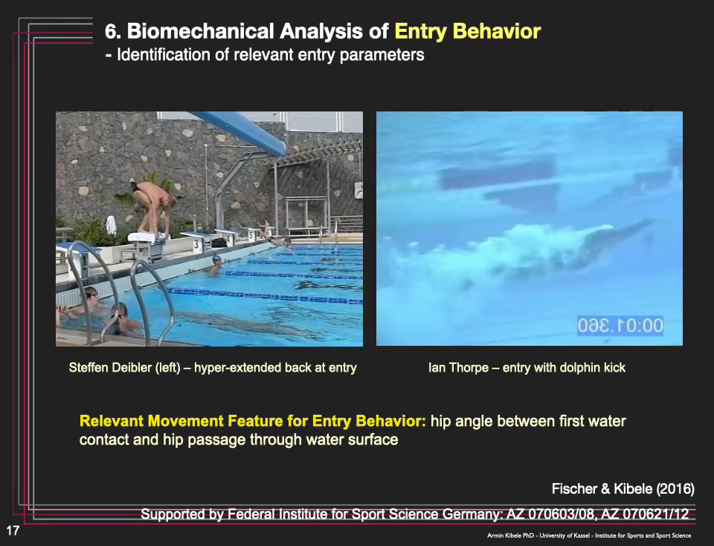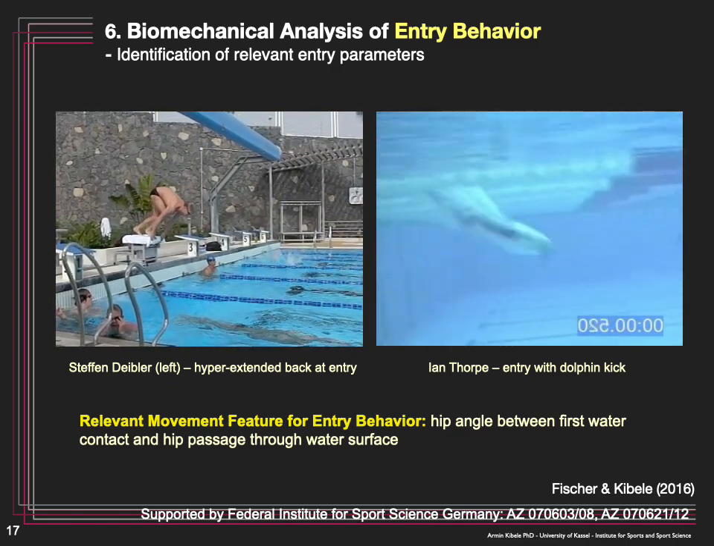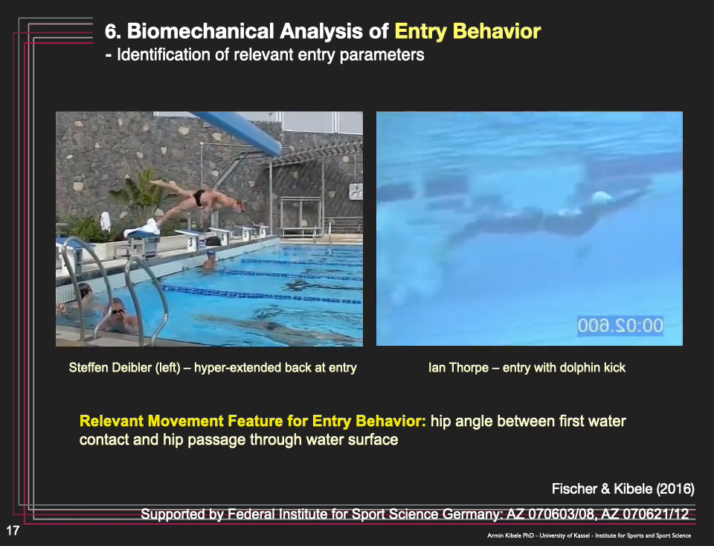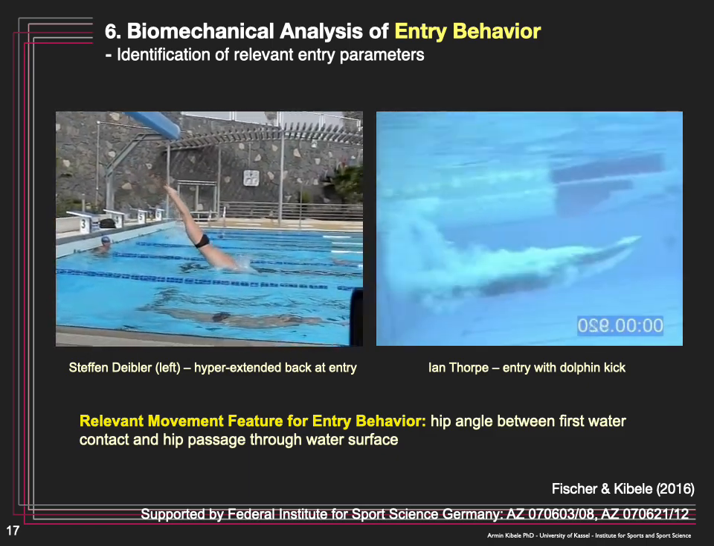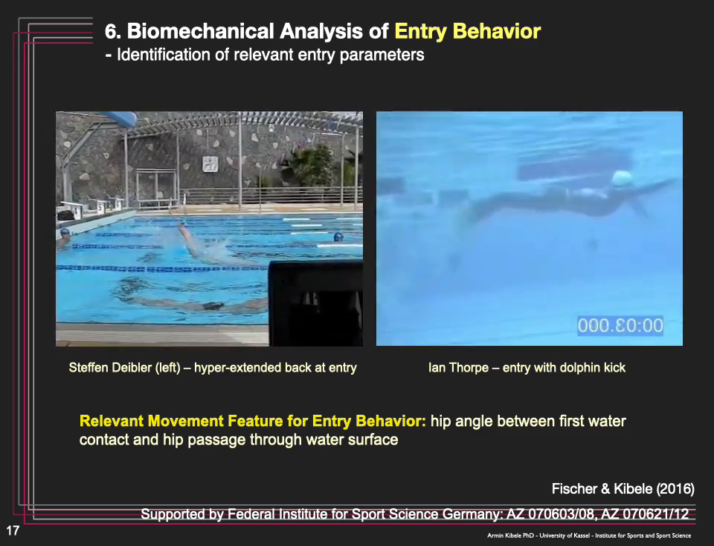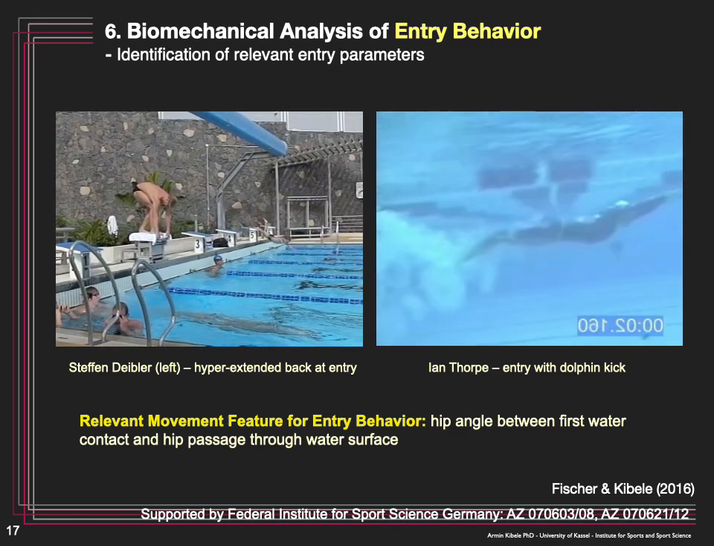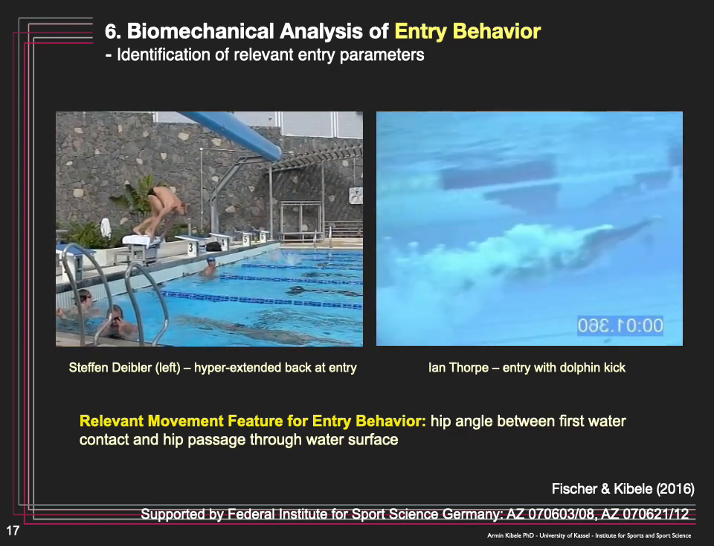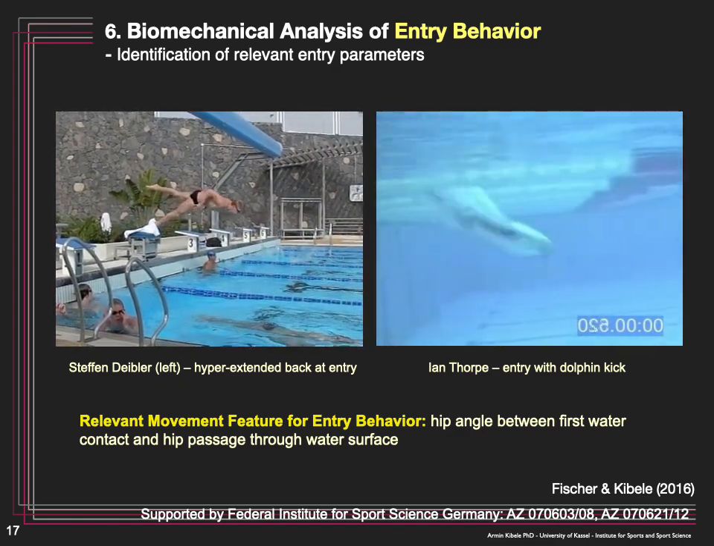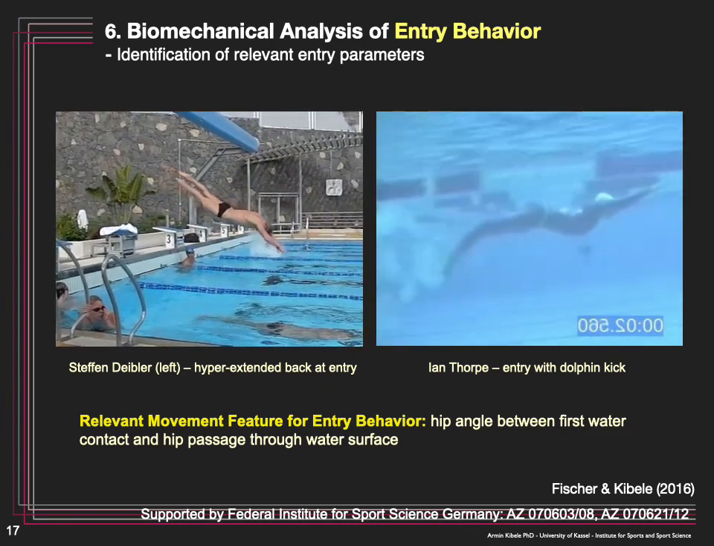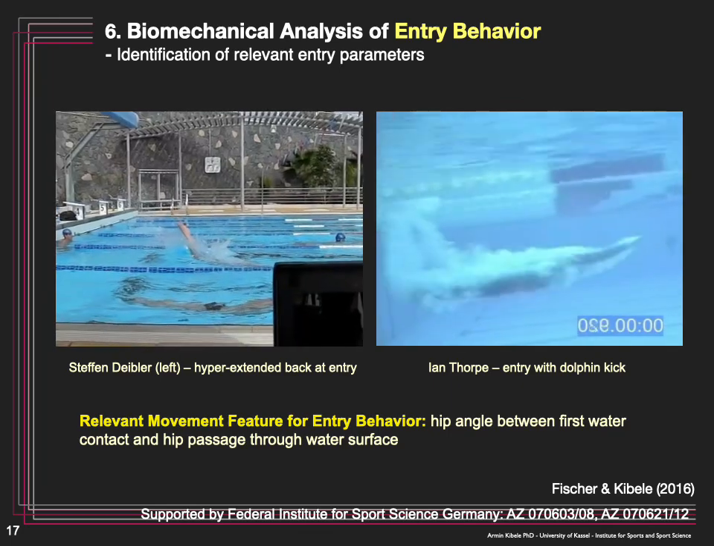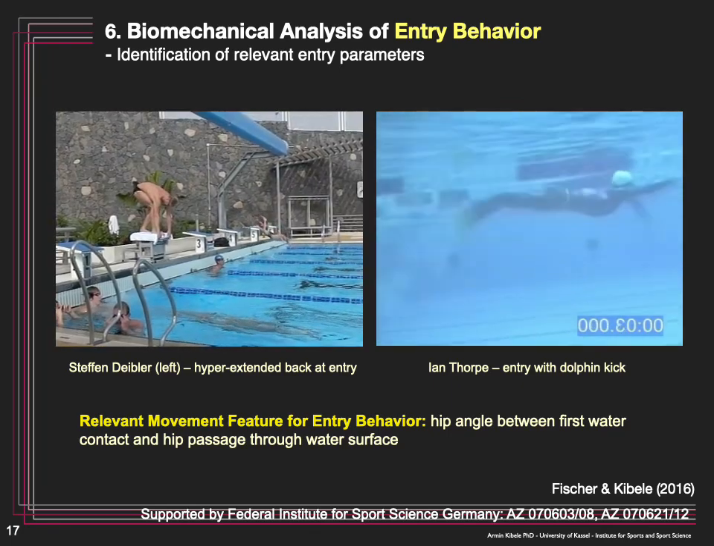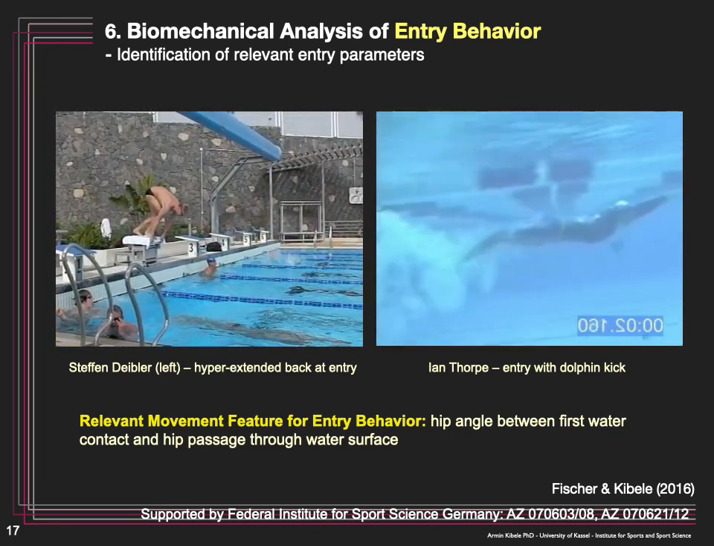The two swimmers shown in the left and the right video indicate a more pike-like entry strategy with a short redirection and a powerful leg-kicking action. Here, the relevant movement features for the entry behavior refer to a hyperextended back at the center of mass water entry, followed by an active leg kick indicated by a flexed knee joint shortly after the swimmer is fully submerged.